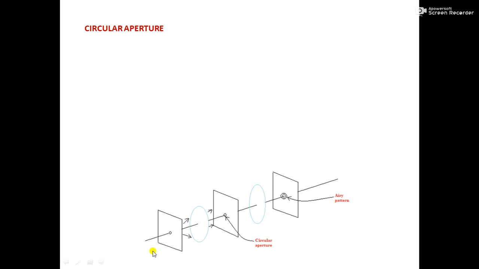A lens is placed near the aperture, but the diameter of the lens is much greater in comparison to the circular aperture. Due to the rotational symmetry of the system, we will get concentric bright and dark rings on the screen, which is placed at the focal plane of this lens, and this pattern is known as the Airy pattern.